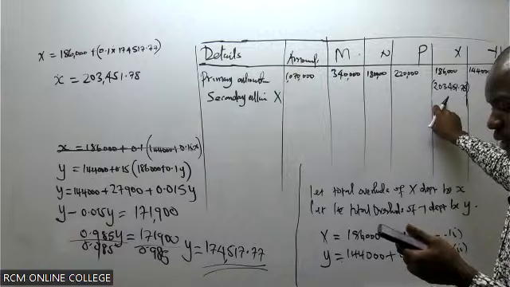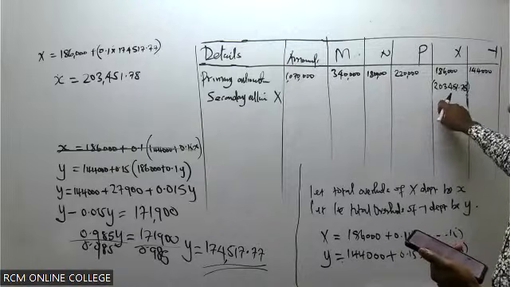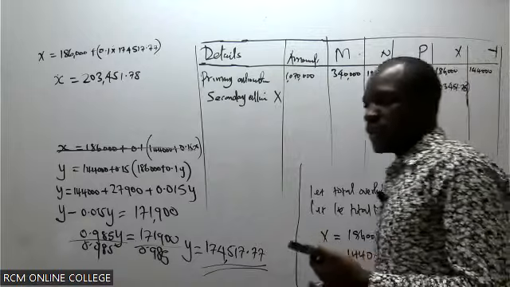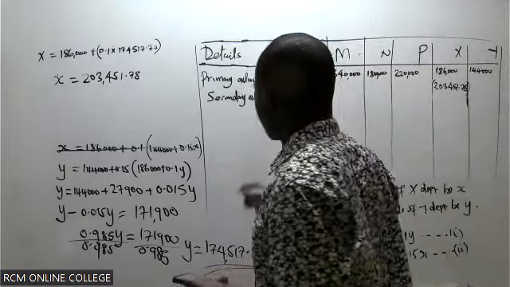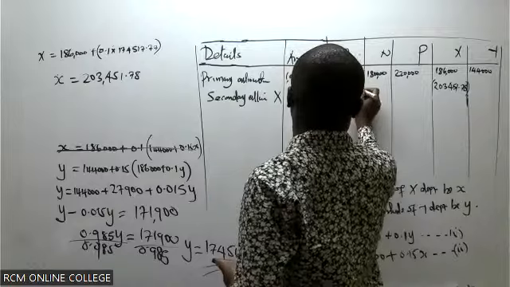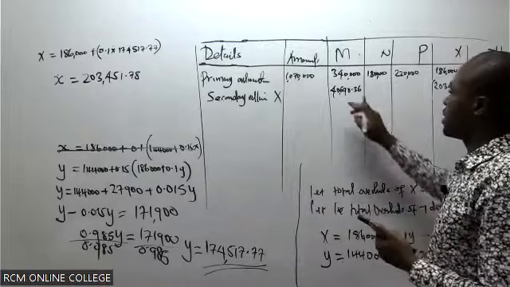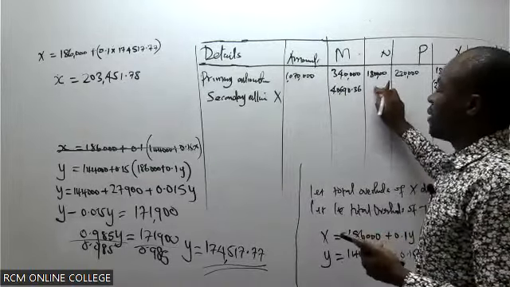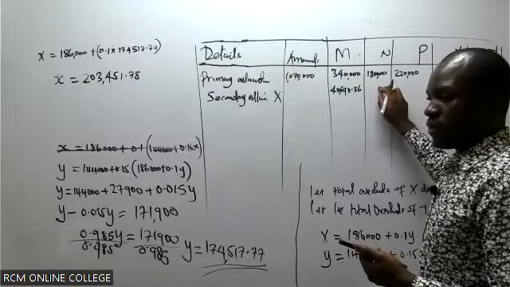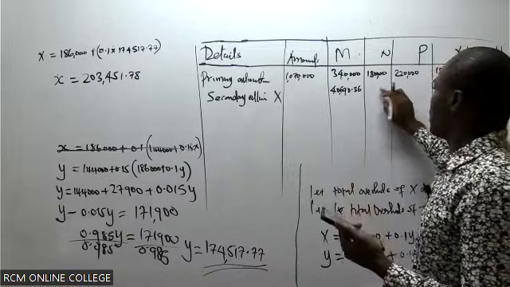20% of this, what do we get? 40,690.36. Then 30% of that. Remember, X is giving N 30%. So what is 30% of this?